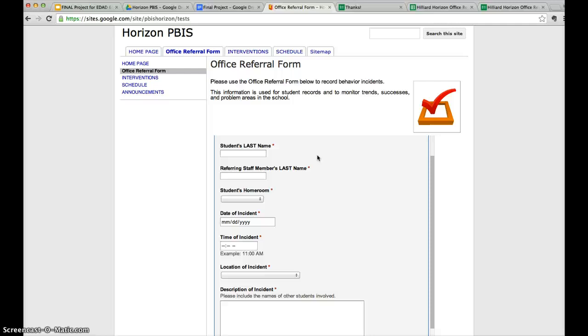So at the end of each month, we could do a quick tally of how many office referrals took place and graph that over time. And hopefully we will see a downward trend of the number of office referrals. And that'll really indicate whether or not the strategies that we're sharing, and the information that we're sharing with staff is being effective.